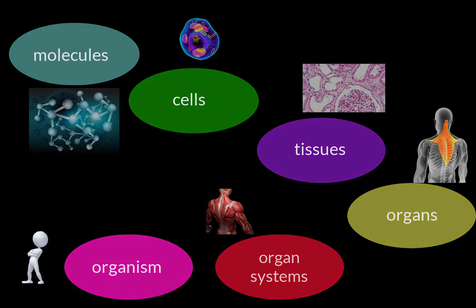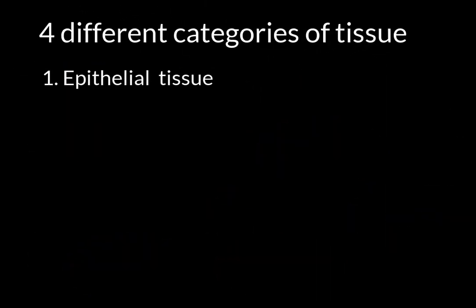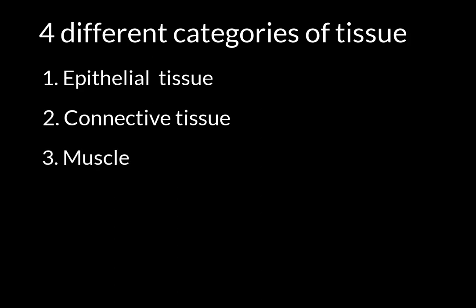There are 4 different categories that we can put our body tissues into. One is epithelial tissue, 2 is connective tissue, 3 is muscle, and 4 is nerves or nervous tissue.